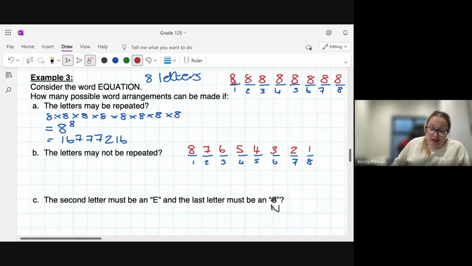On my calculator, I say 8 times 7 times 6 times 5 times 4 times 3 times 2 times 1. And that's completely okay to do. But if you want to do it faster, you're going to say 8 and press your factorial button. It's that one with the exclamation mark. So 8 and an exclamation mark. When I do that, or when I say 8 times 7 times 6 times 5 times 4 times 3 times 2 times 1, I get 40320.